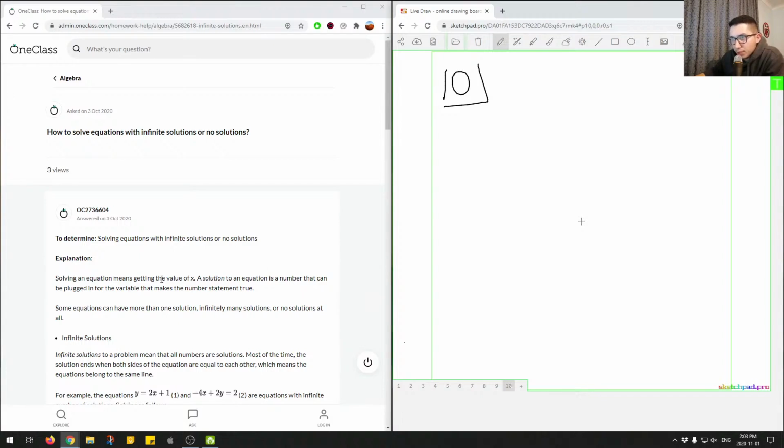So solving an equation means getting a value for x. A solution to an equation is a number that can be plugged in for the variable that makes the number statement true.